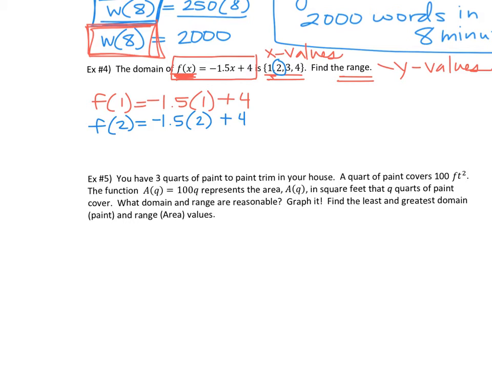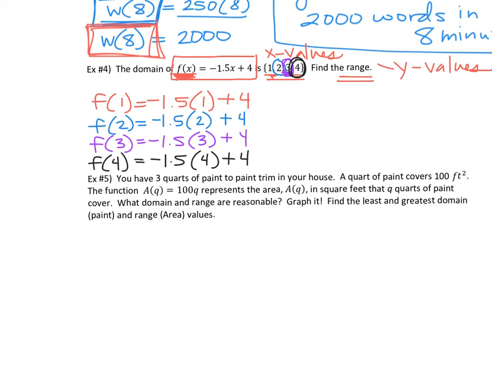Okay, the third problem you're going to solve is f of 3, because that's my 3 value here, equals negative 1.5 times 3 plus 4. And the fourth one that you're going to solve is f of what? 4, right? That's our last domain value. F of 4 equals negative 1.5 times 4 plus 4. Okay? You can literally plug that into your calculator. Negative 1.5 times 1 plus 4.